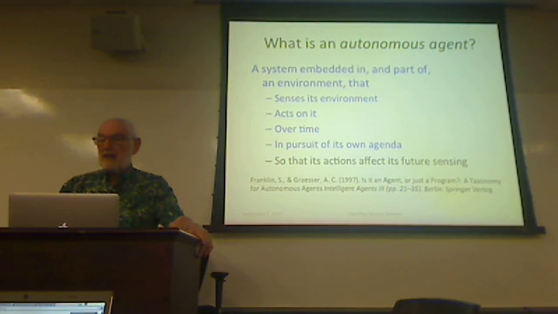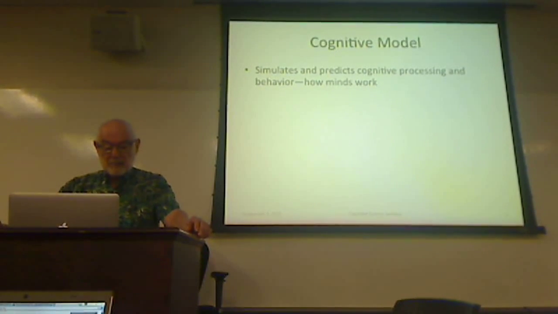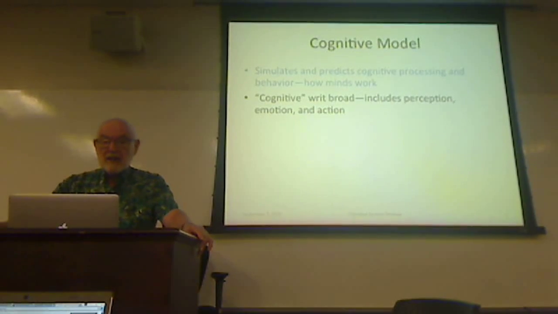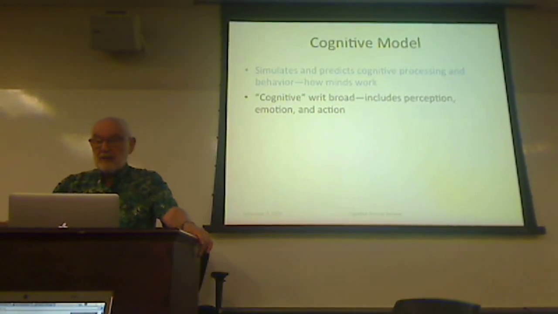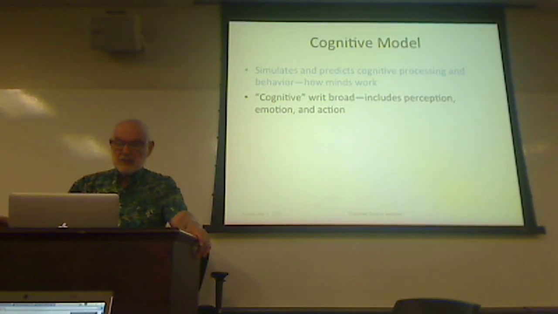And if I had an answer, what would it look like? What would be an answer to how do minds work? Well, it would be a cognitive model. A cognitive model simulates and predicts cognitive processing and behavior, and therefore tells us how minds work. Cognitive here, the way it's used, is rather broad. I'm using the broad sense that includes things that are not always included: perception, emotion, action. Cognitive is often used for higher level cognition, you know, planning, reasoning, volitional decision making, that kind of thing. I'll use it ambiguously, in both senses in this talk.